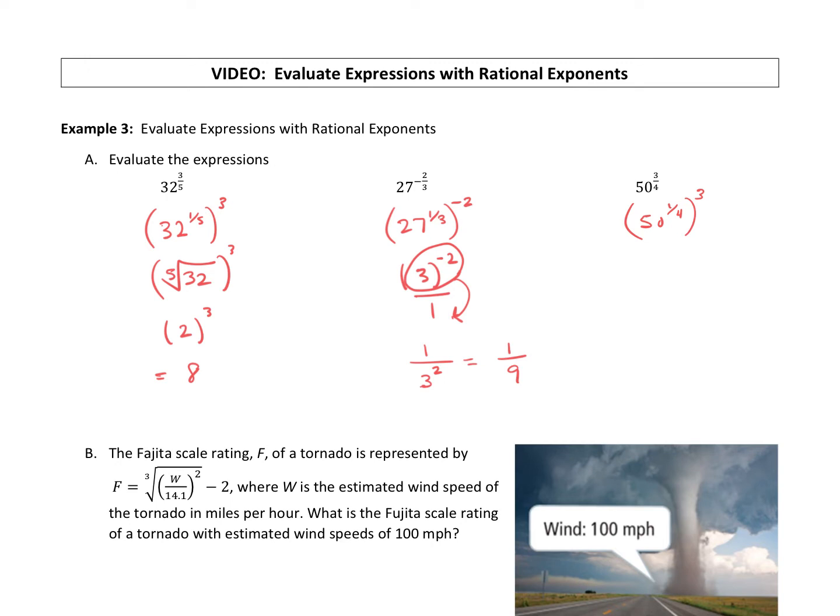So we can use a calculator to approximate. We could type that in. What is 50 raised to the 1/4 power? And that's 2.659, kind of a rounded answer. But now we can take that and raise it to the third power. And because it's a little rounded, we'll say we get about 18.8. So a decimal answer is okay on that one because 50 didn't have a perfect fourth root that we could take.